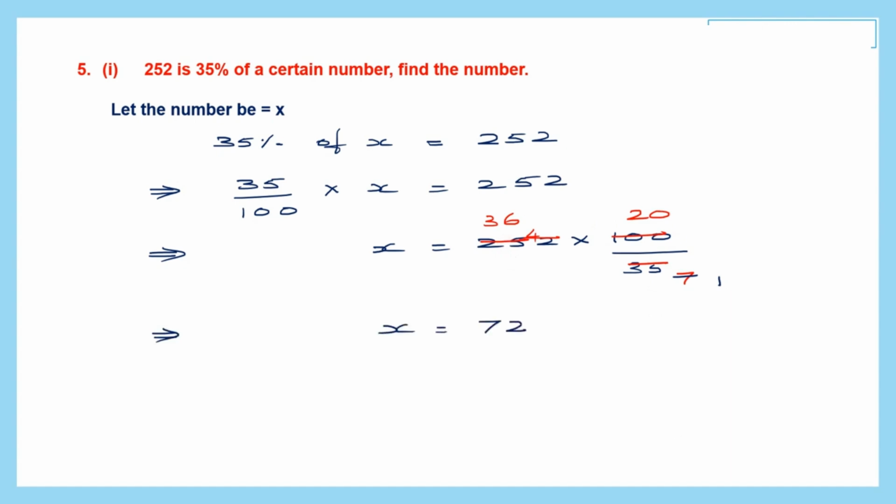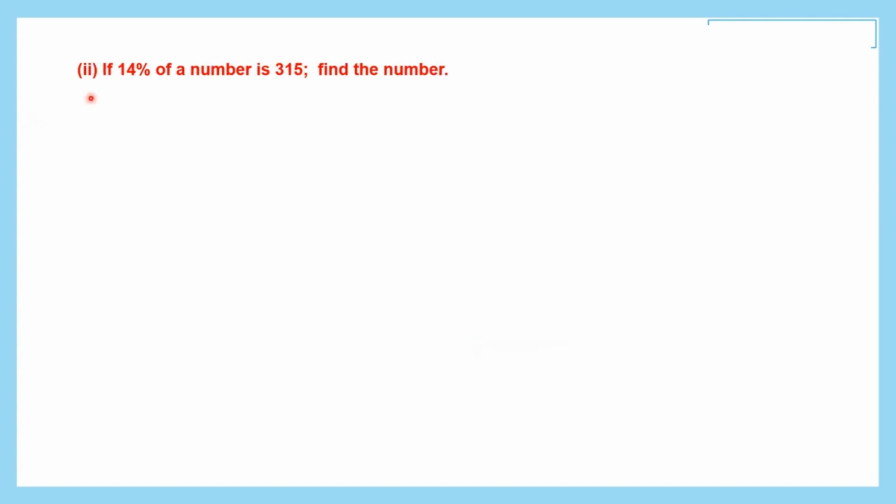36 into 2 is 72. So 20 means there's one more zero. So what is our answer? They are asking us to find the number, and the number is 720.